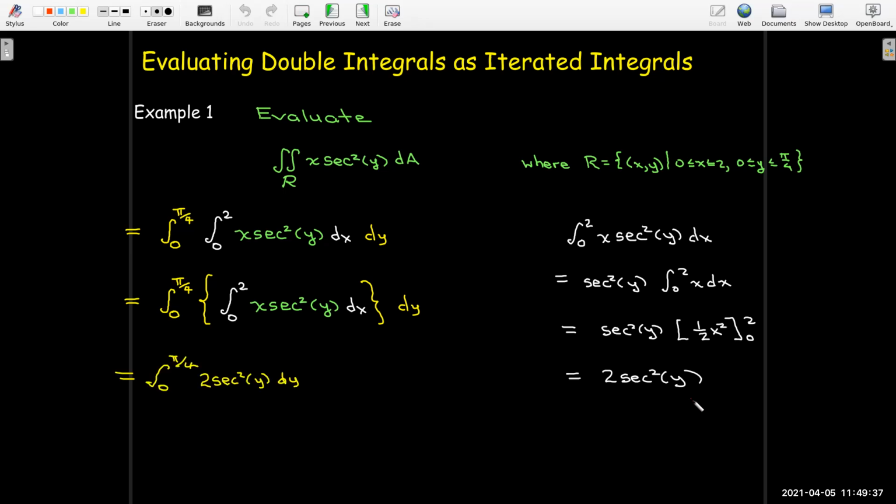So I'm still left with evaluating the outer integral, but that's just an integral of a single variable, something that we worked with throughout Calculus 1 and Calculus 2. In this case, the antiderivative of secant squared y is just tangent of y. And when I evaluate that from 0 to pi over 4, I get 2.